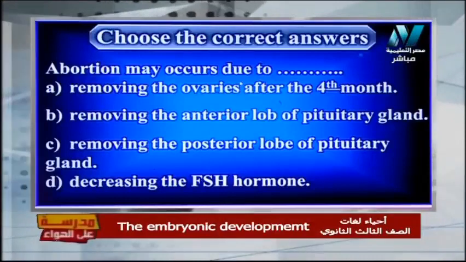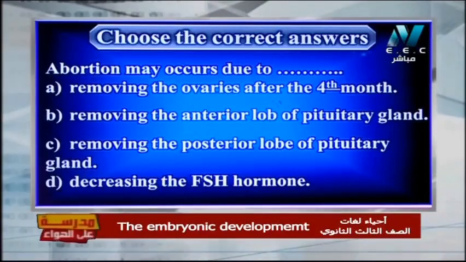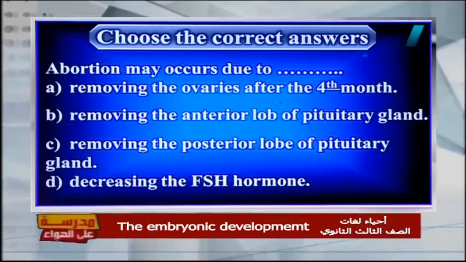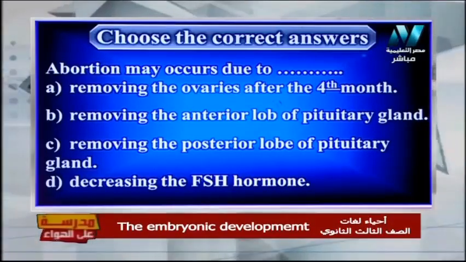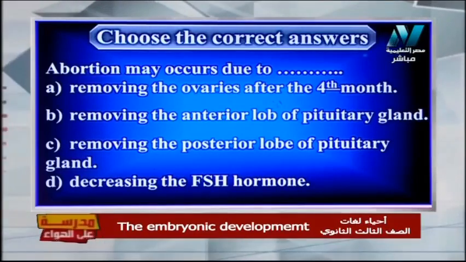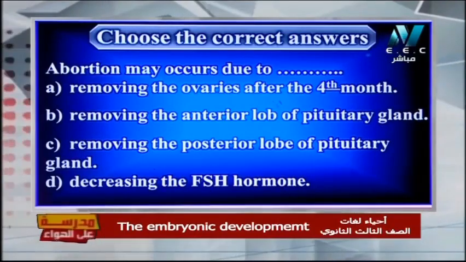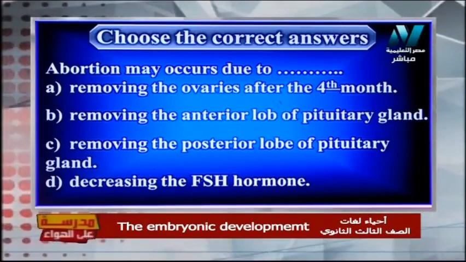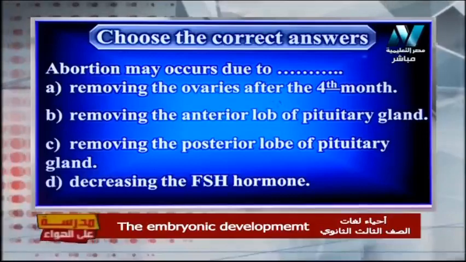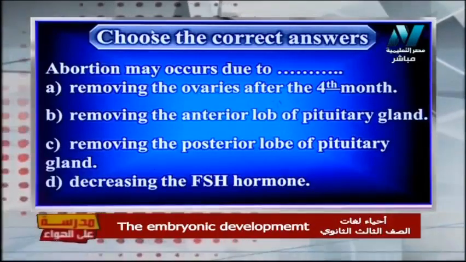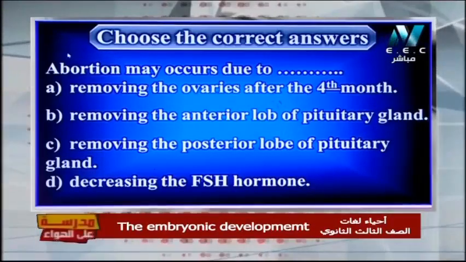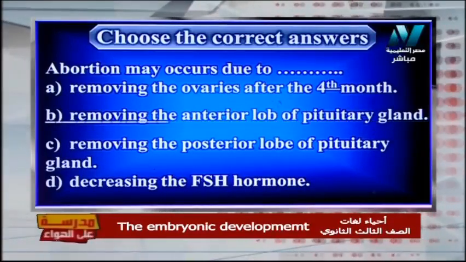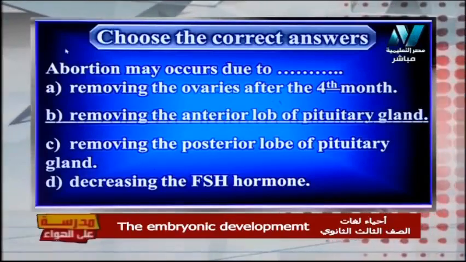Abortion may occur due to dots: removing of the ovaries after the 4th month, removing of the anterior lobe of the pituitary gland, removing of the posterior lobe of the pituitary gland, decreasing the FSH hormone. طبعا الابورشن ده مرتبط بال LH هرمون او بالبروجستيرون هرمون او الكوربس ليوتيوم في اول 3 months of the pregnancy. يبقى هنا لو عملنا removing of the anterior lobe of pituitary gland يعني مفيش LH هرمون، يبقى ممكن يحصل abortion.